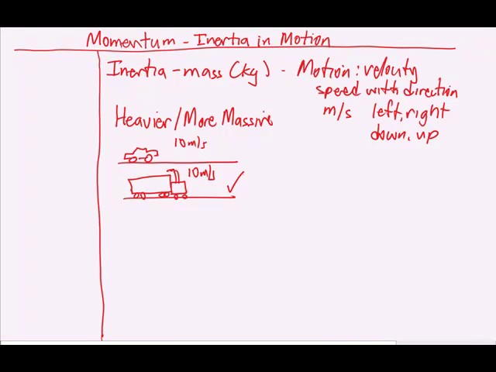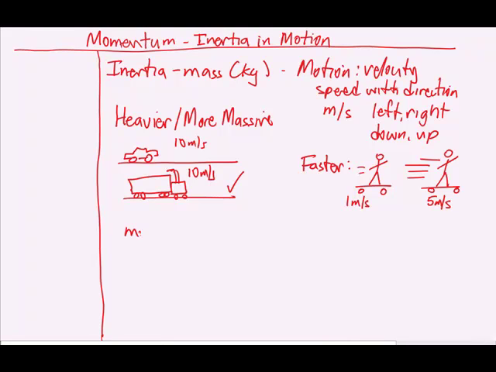Let's take a look in terms of speed. We know that faster objects are more difficult to stop. Take the example of two skateboarders of equal mass. We have one skateboarder going along at 5 meters per second, the other going at 1 meter per second. We know that it would be more difficult to change the momentum of the 5 meter per second skater.